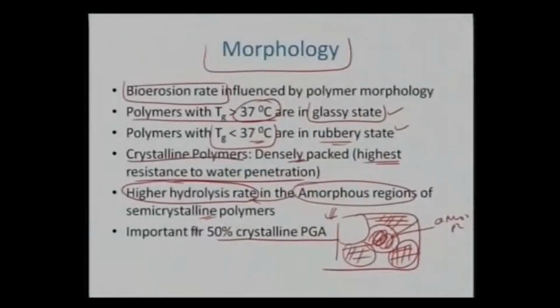And the polymers have different glass transition temperatures. Depending on that, the material can either remain glassy or become rubbery. So glassy materials will have high resistance to water penetration, whereas rubbery materials tend to degrade much faster.